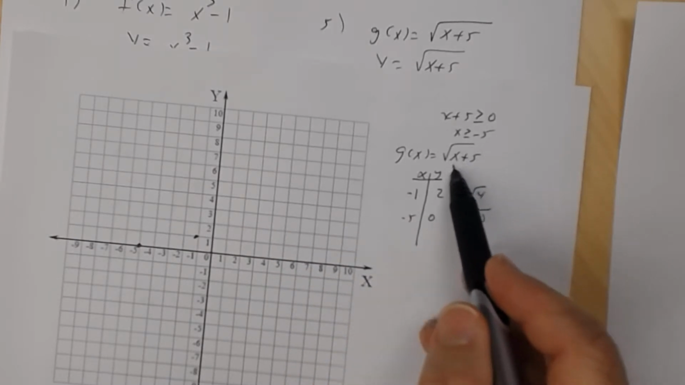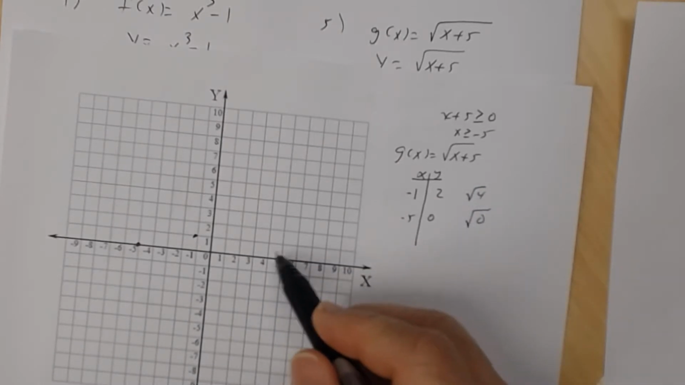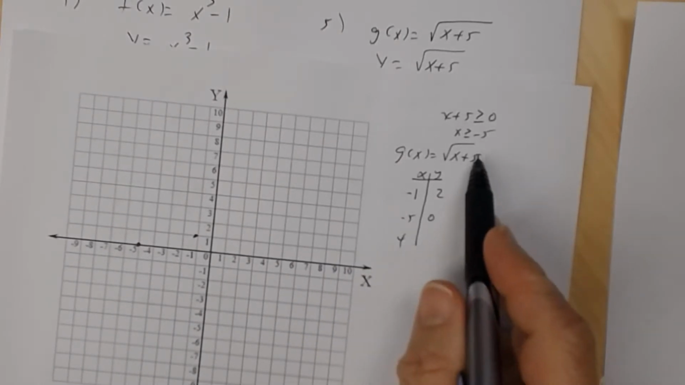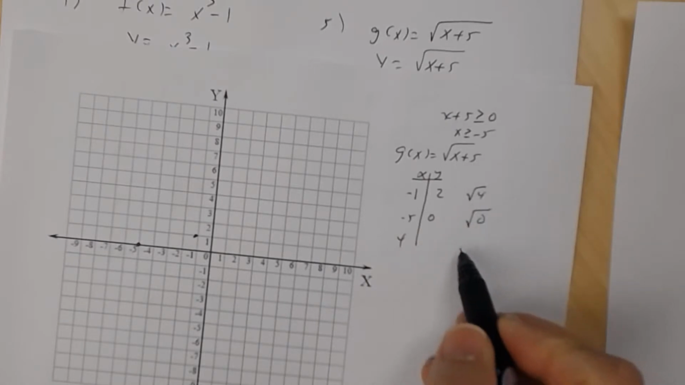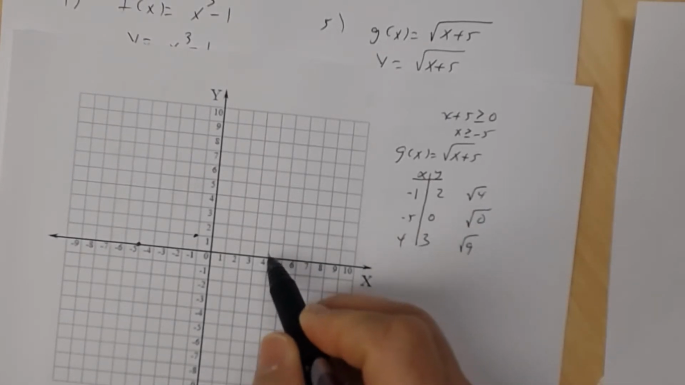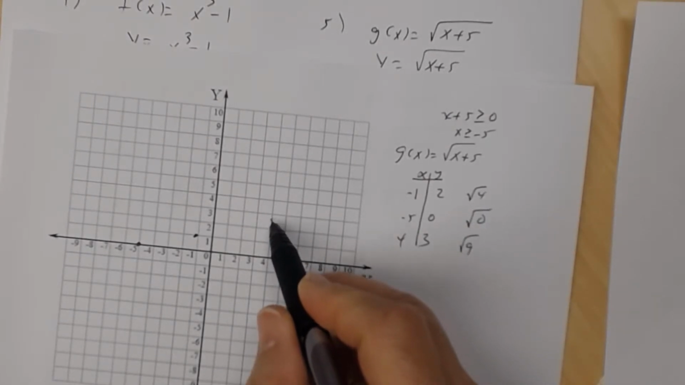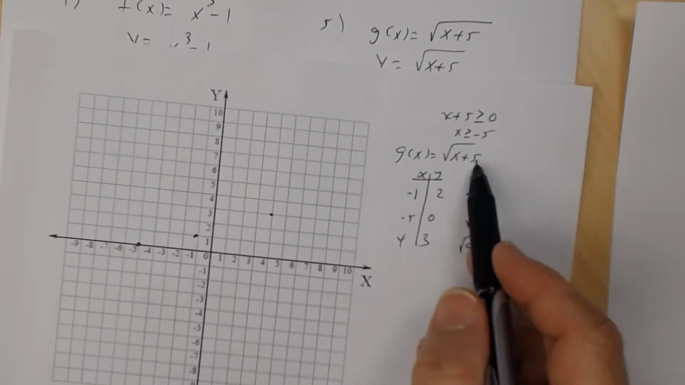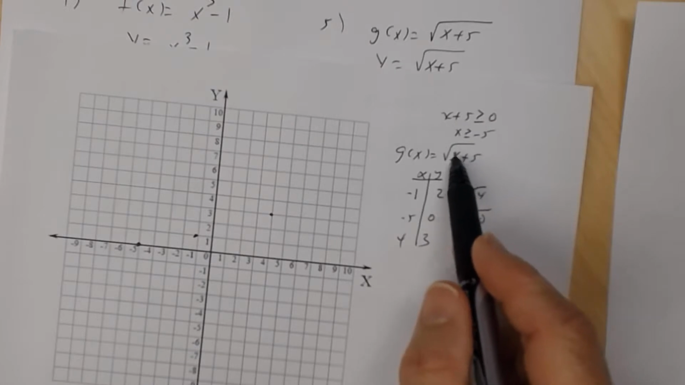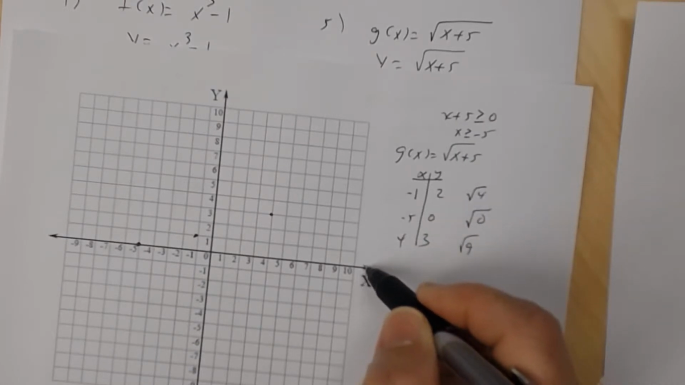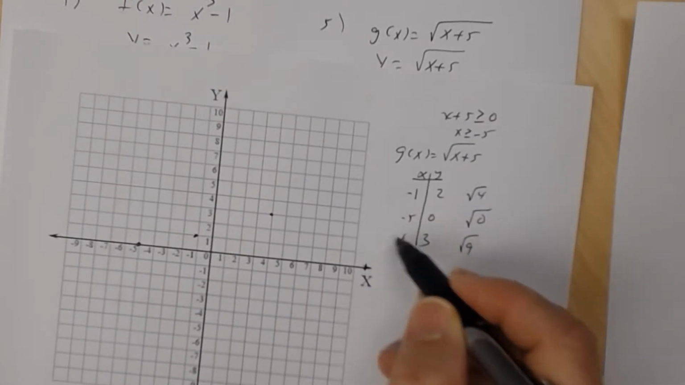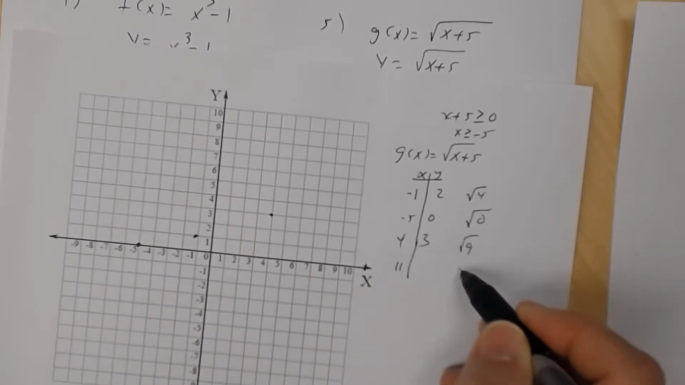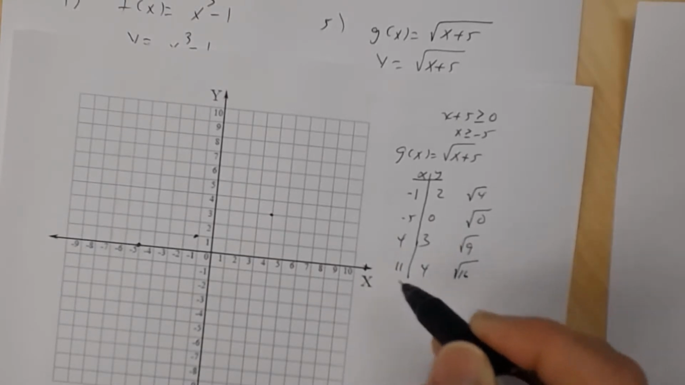So in order to get a 9 here, I need x to be 4. So when x is 4, the square root of 4 plus 5 is 9. So I get 3. So 4, 3 is here. Next one's going to be the square root of 16. So to get 16, I need this to be 11. So when x is 11, so let's say 11 is right here, I get the square root of 16, which is 4.